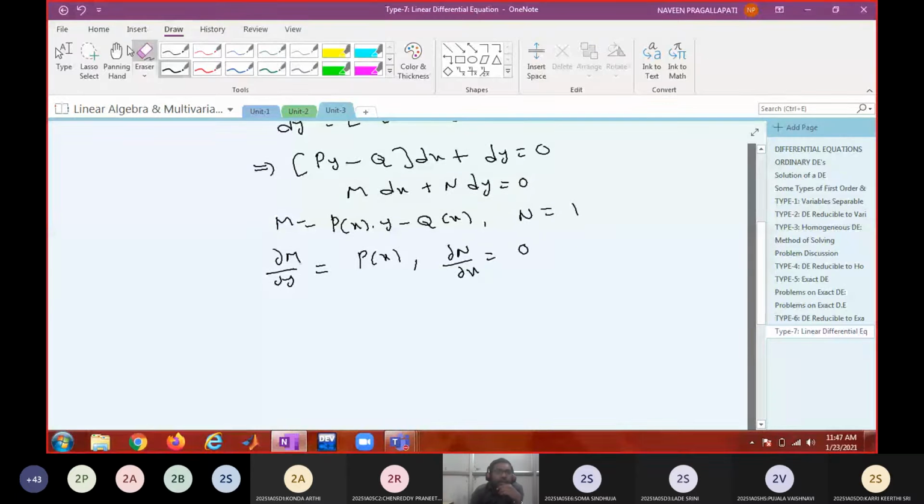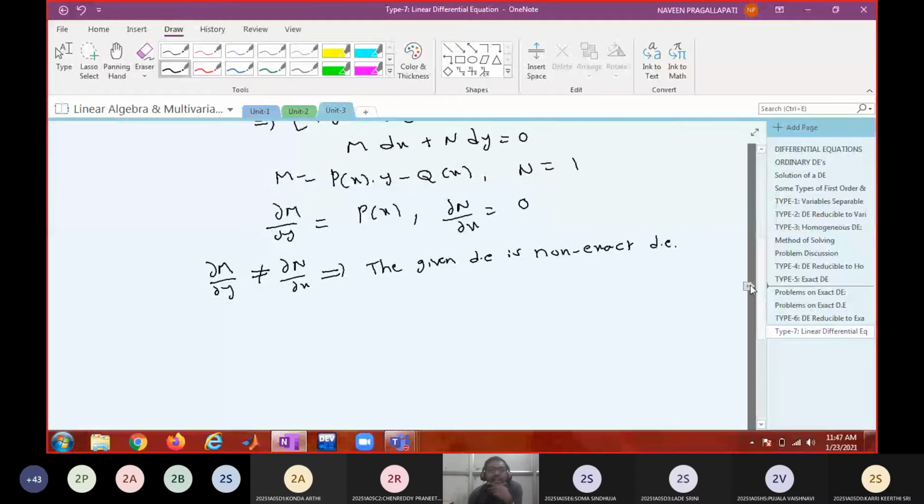Now you can see in general dou M by dou y is not equal to dou N by dou x, because P of x is some arbitrary function. We don't know what that function is. Therefore, the given DE is exact or not? The given DE is non-exact.